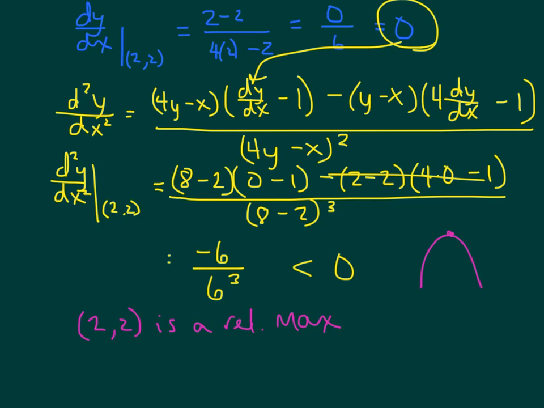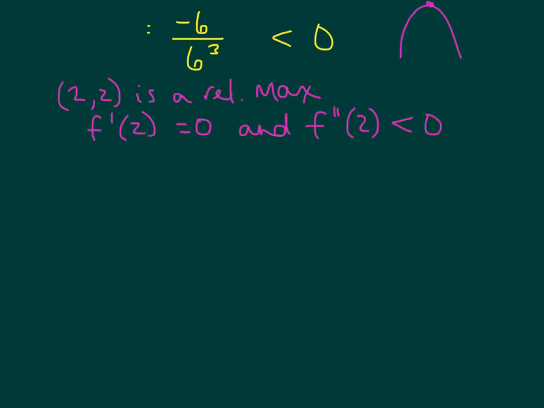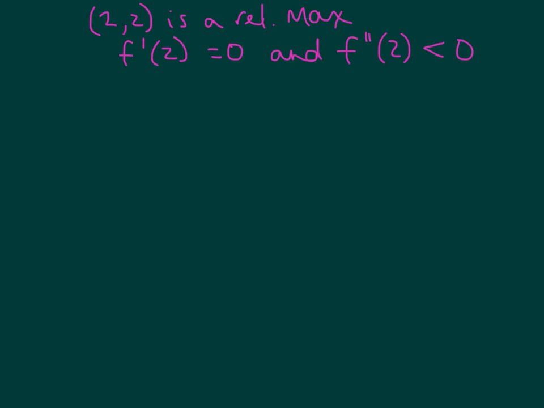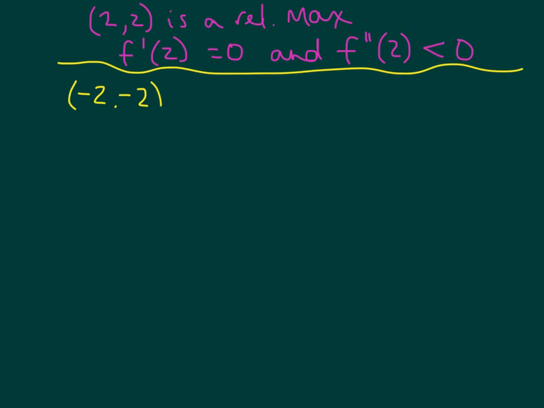And why? Well, two conclusions. First of all, the first derivative at 2 was equal to 0, and the second derivative at 2 was less than 0. Okay, so now we have a second point to check. And our second point, of course, was negative 2, negative 2. And again, we're checking with this slope, dy dx, which was y minus x over 4y minus x.